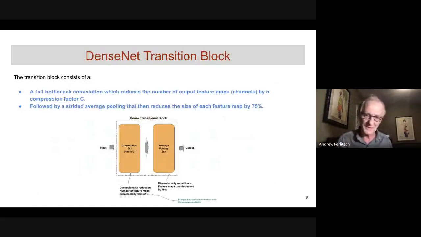So here we'll look at a transition block. It consists of a one-by-one bottleneck convolution, which is going to reduce the number of output feature maps by what they call a compression factor. Now that's a configurable attribute of the block, and therefore that's a meta parameter. And again, to remind you, when we do a one-by-one bottleneck convolution, we're learning the best way to downsample the data. Then that was followed by an average pooling layer with a stride of 2. So that output is going to be half the height and half the width. So here we've reduced the number of feature maps, and then we reduced their size.